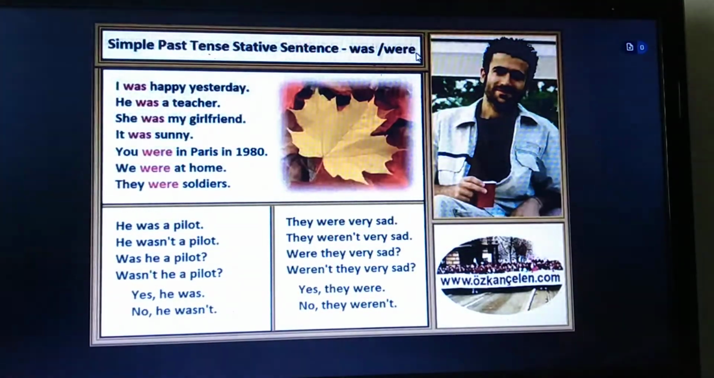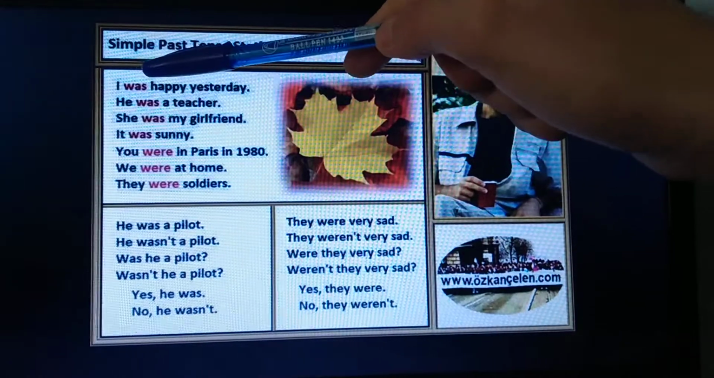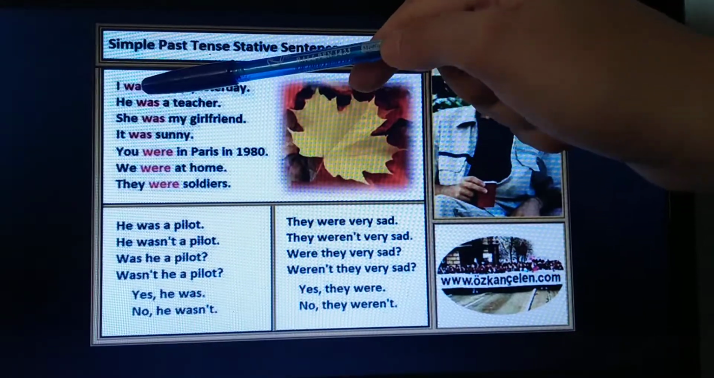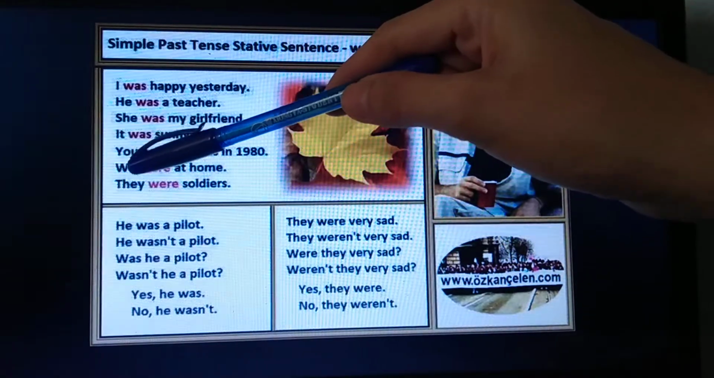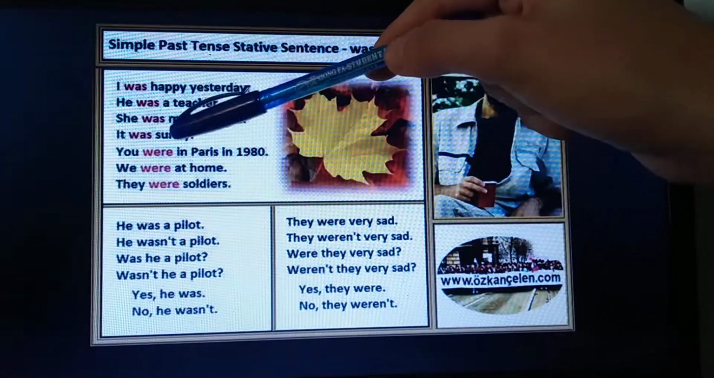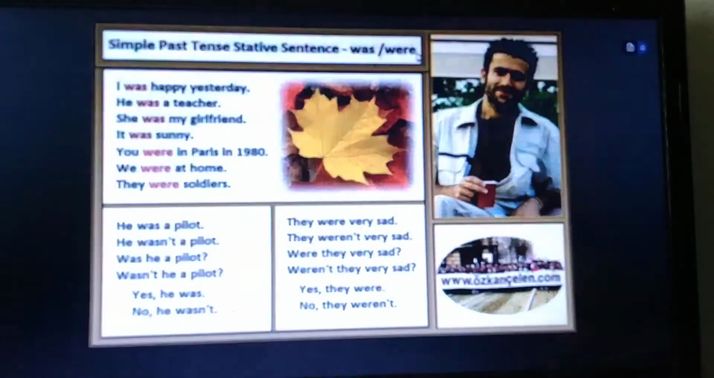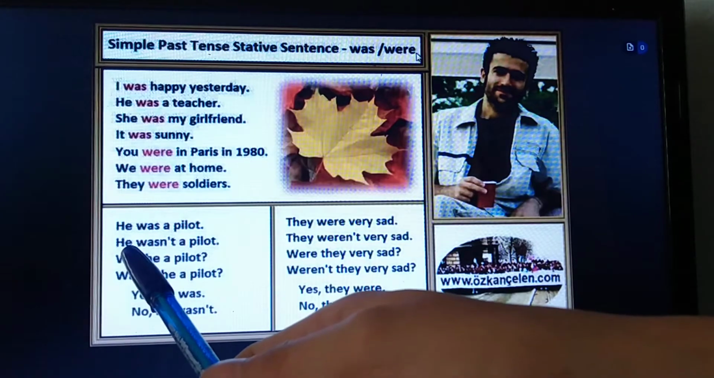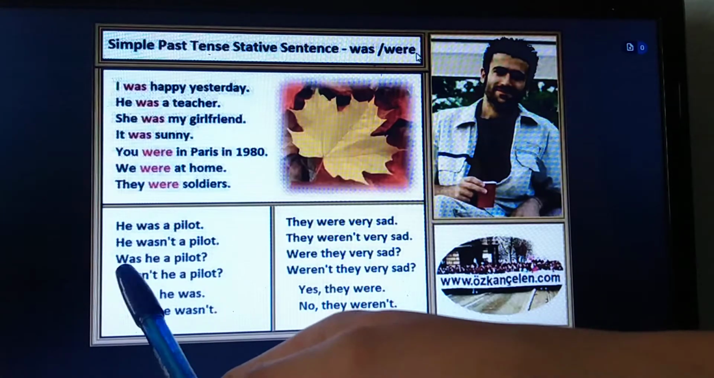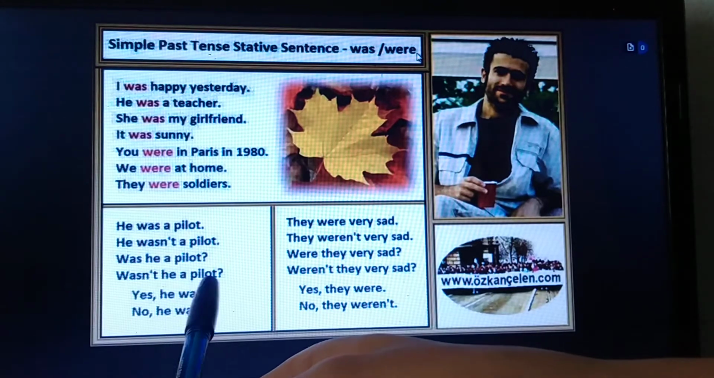So look at the sentences. I, he, she, and it use was. But if the personal pronoun is you, we, and they, use were. So, next one. He was a pilot. He wasn't a pilot. Was he a pilot? Wasn't he a pilot? Yes, he was.